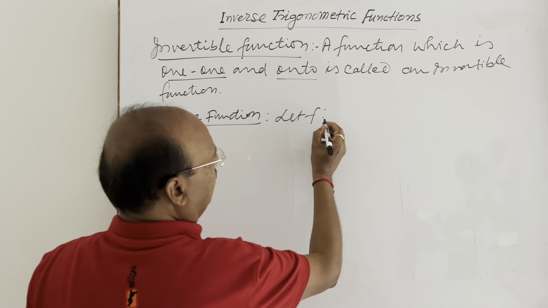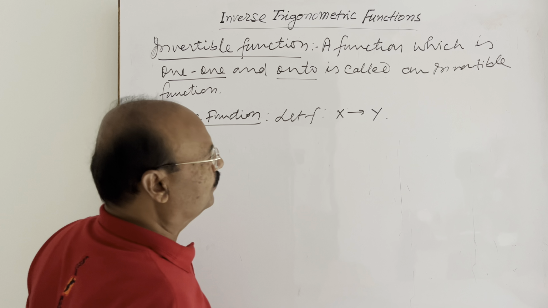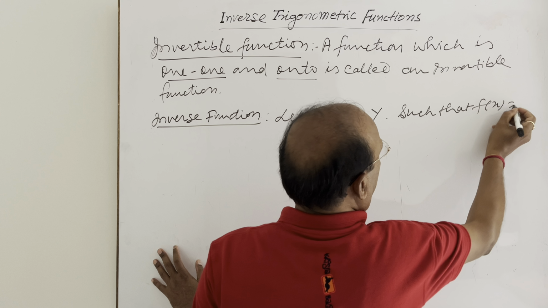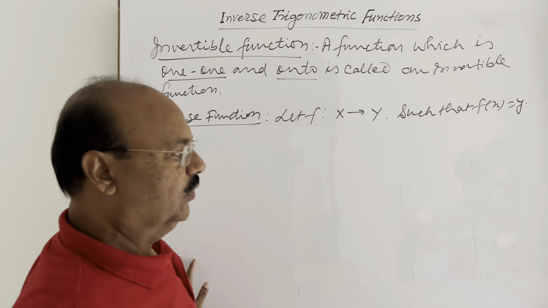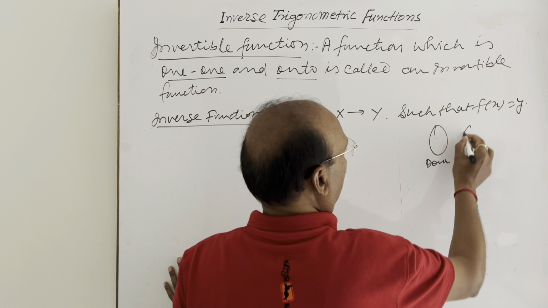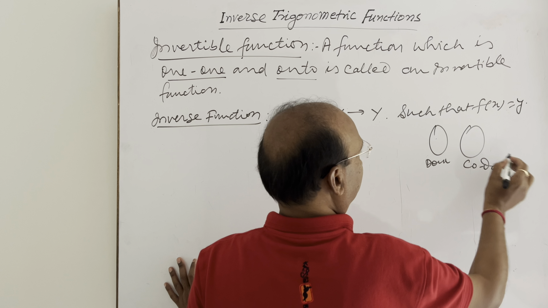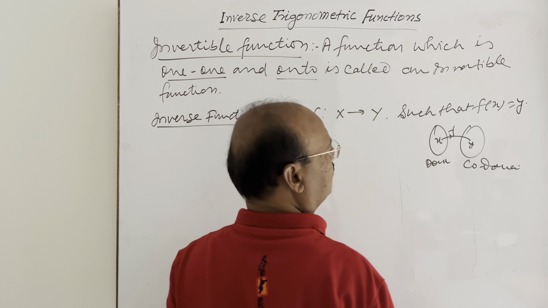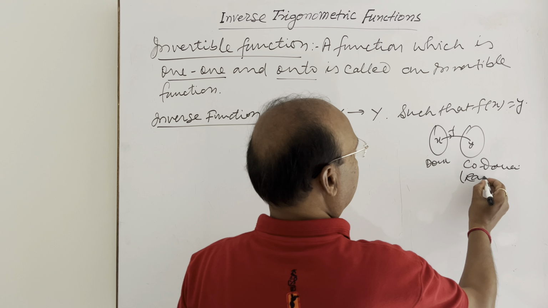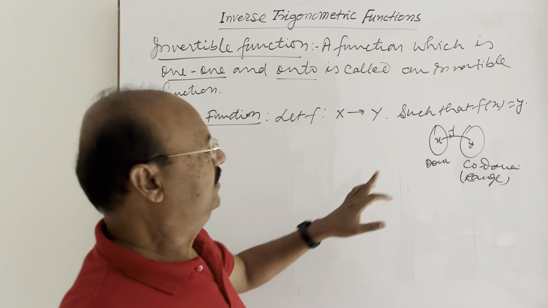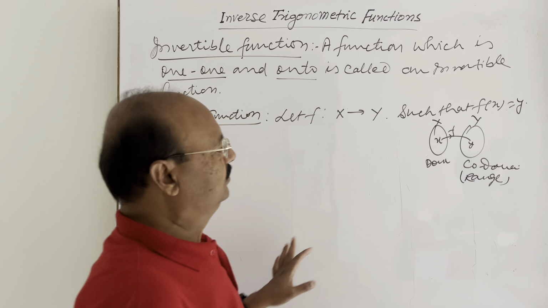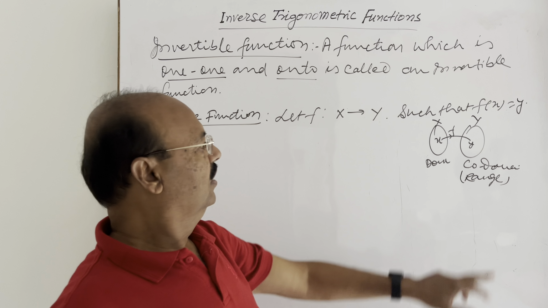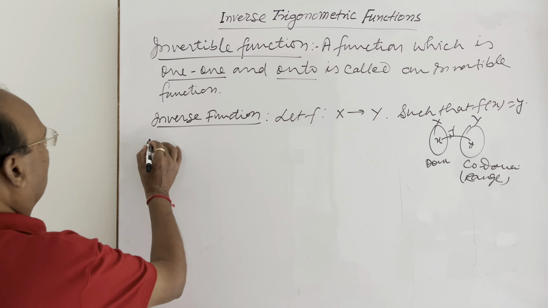Let a function f be defined from set x to set y such that f(x) is equal to y. Okay, this is the domain, this is the codomain, some element is here x, and with respect to this function f, we are getting an image in the codomain, or you can say in the range. Function f is defined from set x to set y, and the image of element x is y. Okay, so let us suppose that this is a 1 and onto function.